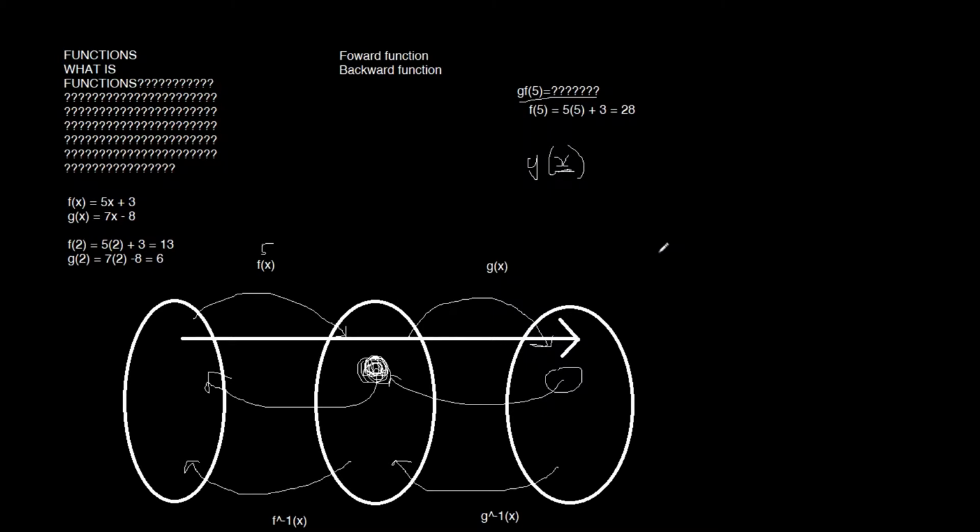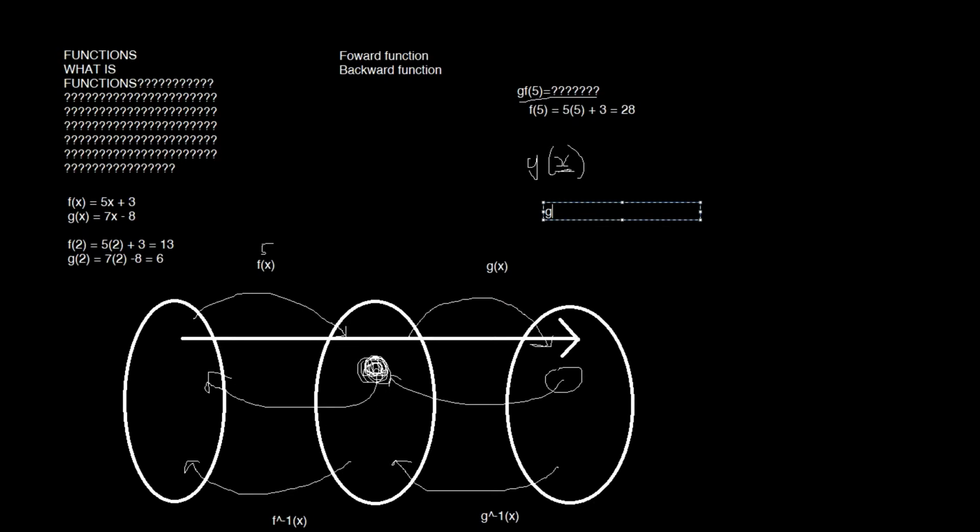So to continue the question, you now have your 28. So this 28, put where? No, don't shove it up your ass. You continue with g of f5. What's your f5? f5 is 28. So technically your gx has now become 28, because it's technically fx.